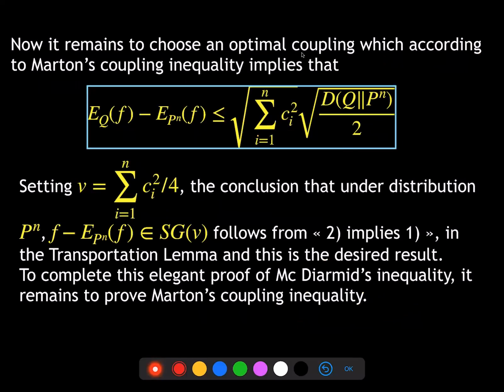I use Martin's coupling and get a control, which is the product between the square root of the sum of the ci squared and the square root of the relative entropy. So if I introduce v to be the sum of the ci squared over 4, I readily get the shape that I like, that is the square root of 2v times relative entropy, which encodes the subgaussianity of f minus its expectation with a variance factor, which is v. And this is done through the transportation lemma.